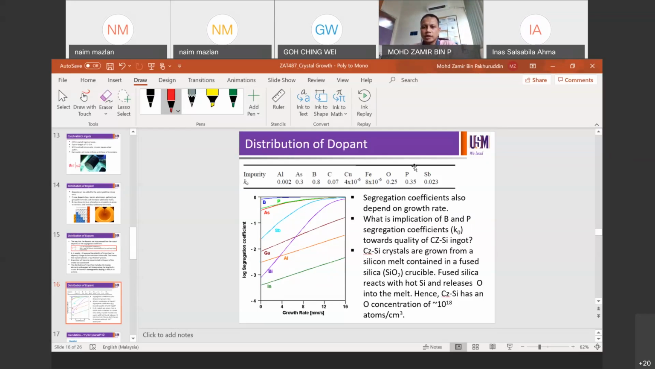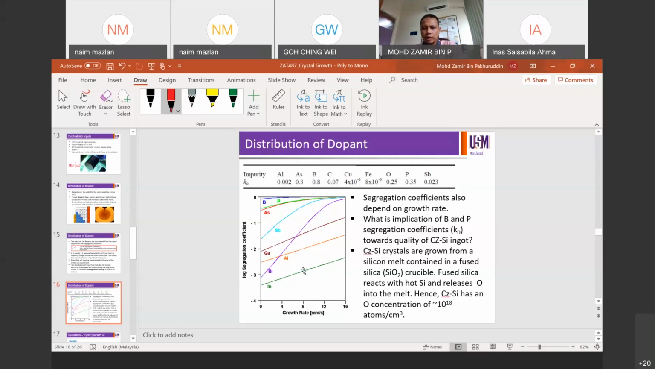Okay. Segregation coefficient also depends on growth rate. So it's not a fixed value though. It depends on the growth rate. But normally when you want to compare the segregation coefficient of 2 different dopant atoms, it has to be compared at the same growth rate. So then only you can see the difference more clearly.